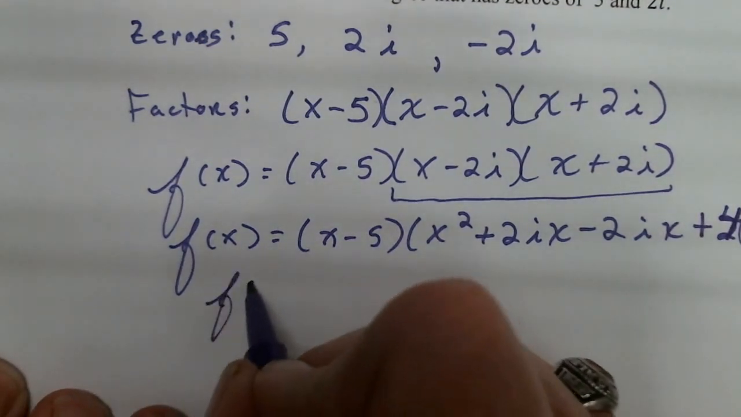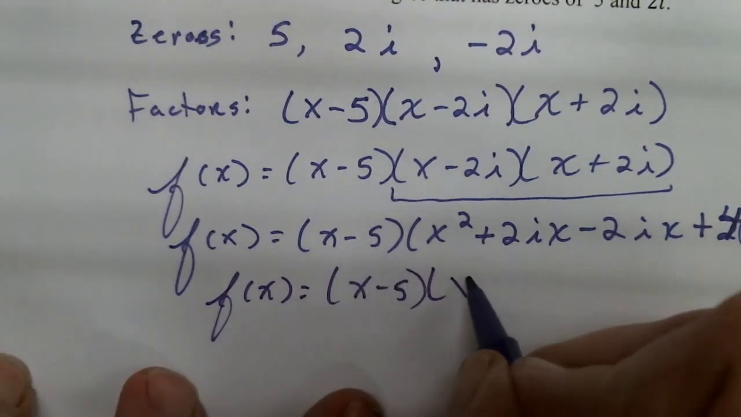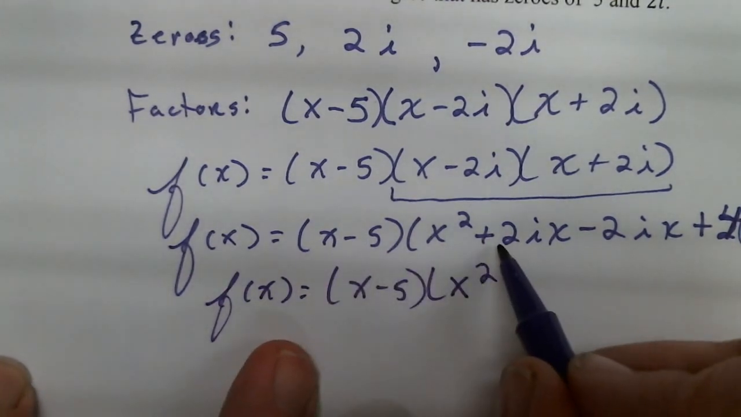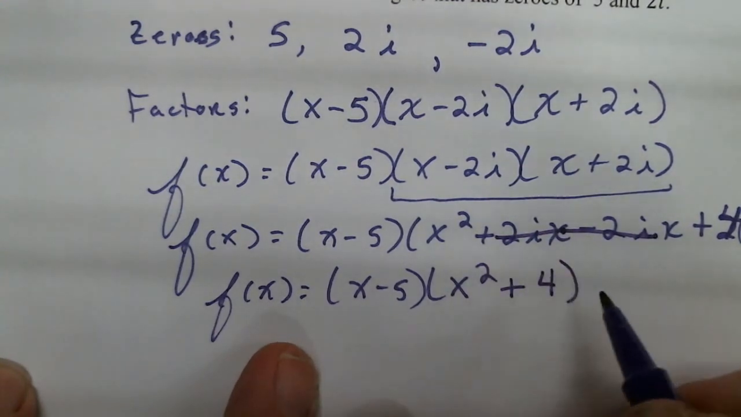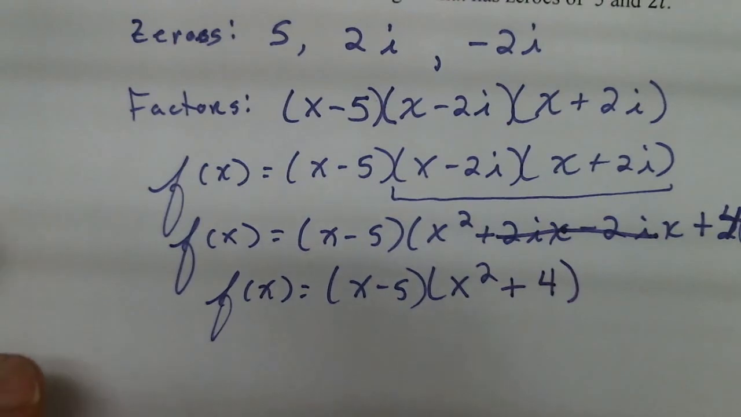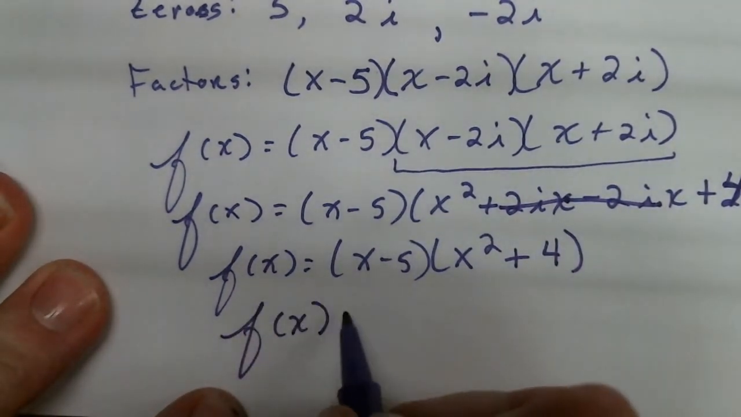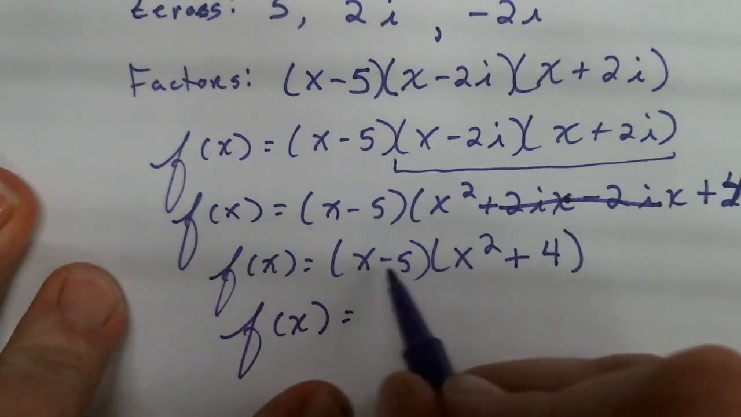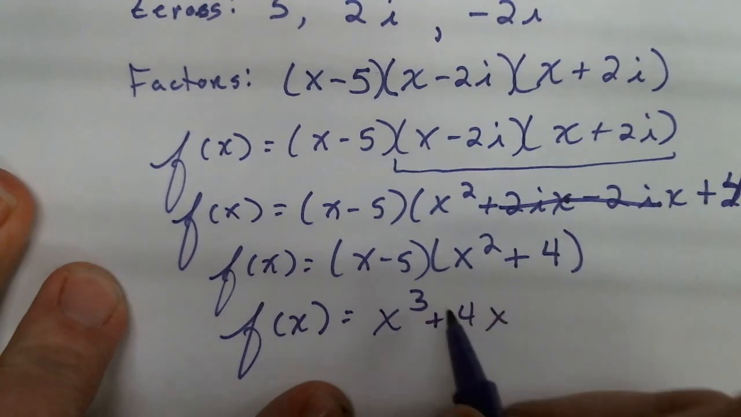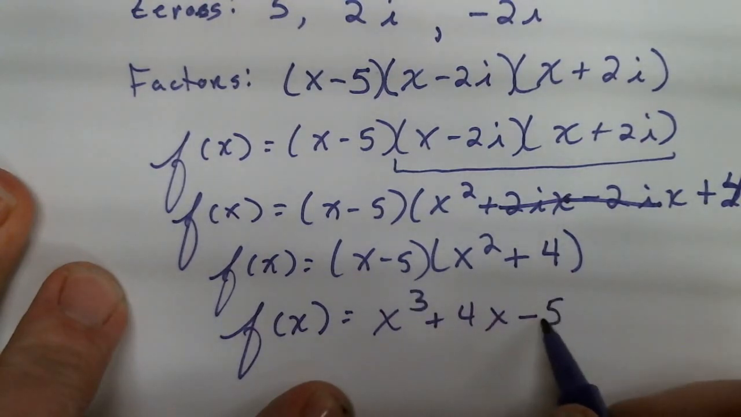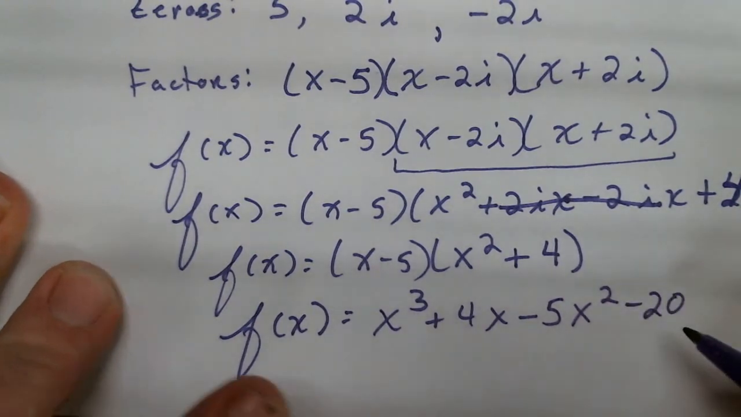So we'll simplify that really quickly. So x minus 5 times x squared, 2ix minus 2ix cancels out. So we have x squared plus 4. Okay, down to two binomials. I just need to multiply these together, and I'll be done. f of x equals x times x squared is x to the third. x times 4 is 4x. Negative 5 times x squared is negative 5x squared. Negative 5 times 4 is negative 20.